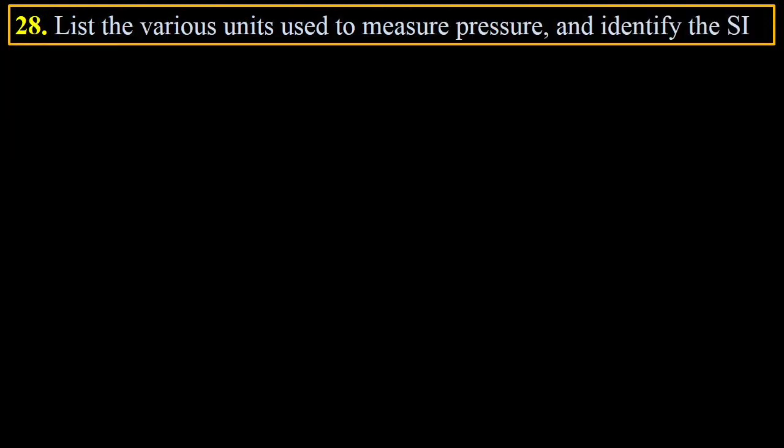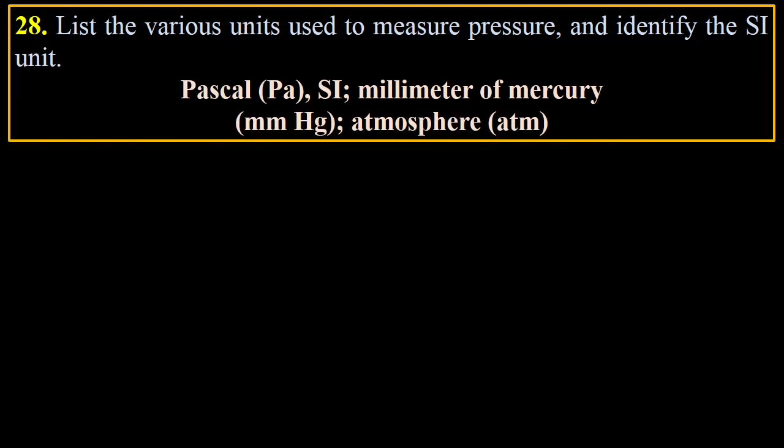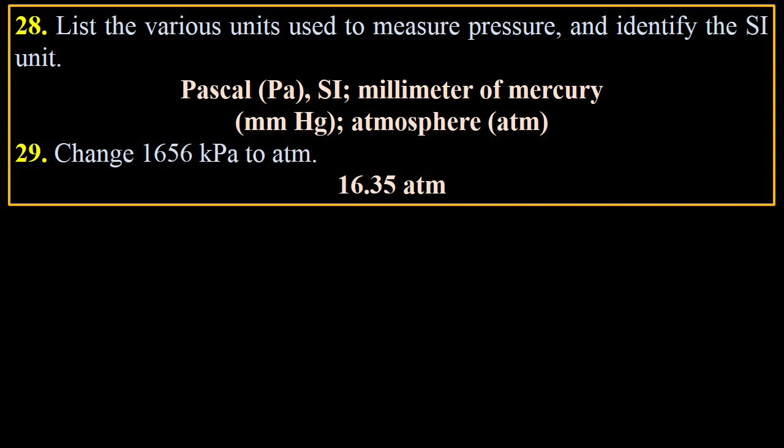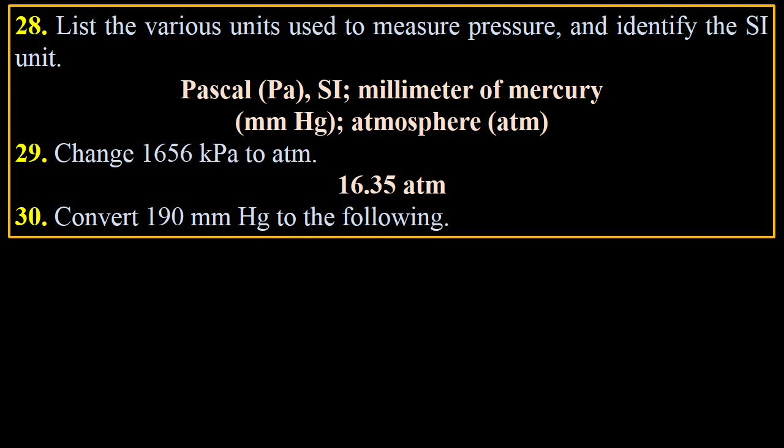List the various units used to measure pressure and identify the SI. Pressure is newtons per meter squared, which is a pascal, and that's the SI. Millimeters of mercury and atmospheres, those are the three big ones. Change 1656 kilopascals to atmospheres: divide by 100, so it's about 16 and change. You should be able to do that in your head, at least as an approximation.